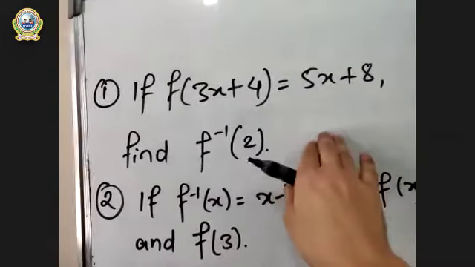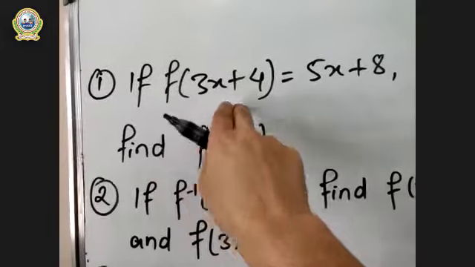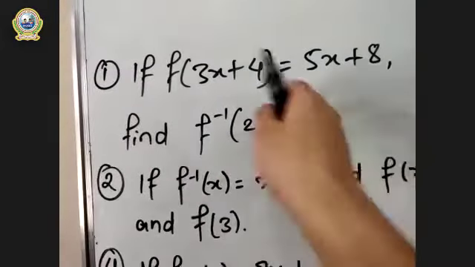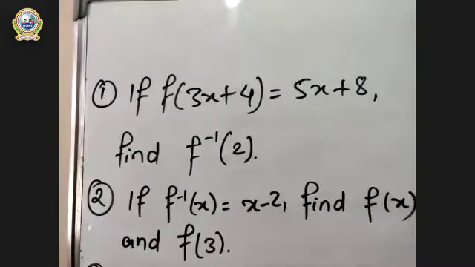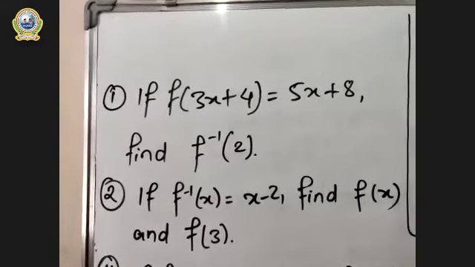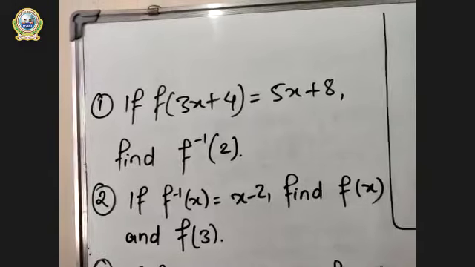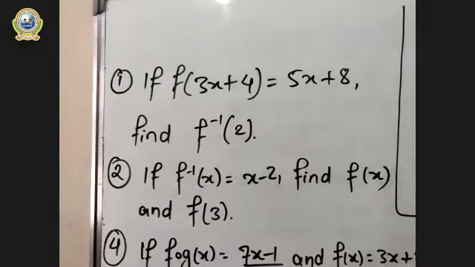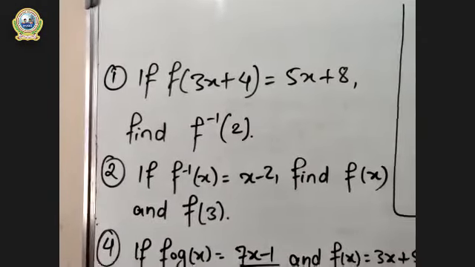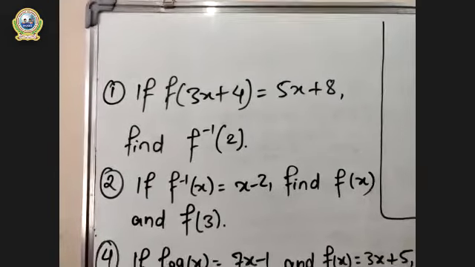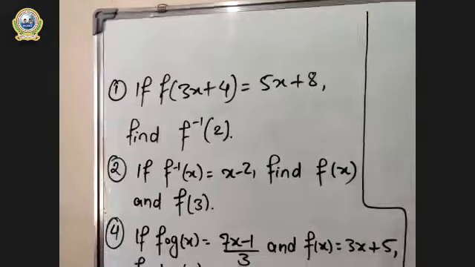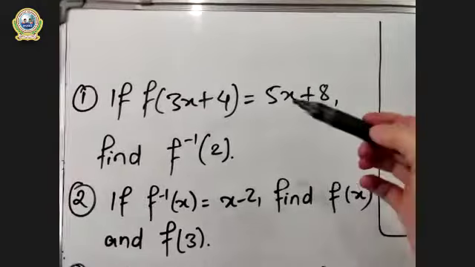Copy the question. It says, if f(3x+4) is equal to 5x+8, find f inverse 2. This is the question of your book, and you might have done this in your assignment as well. If you have already done it, no need to do it, or you can do it as practice as well, because repeating a question does not make any difficulty. It is easier for your exam.